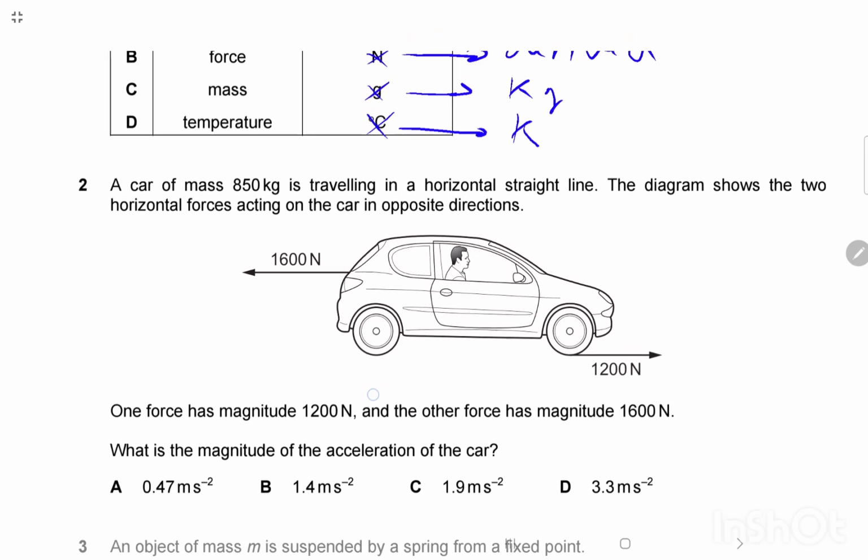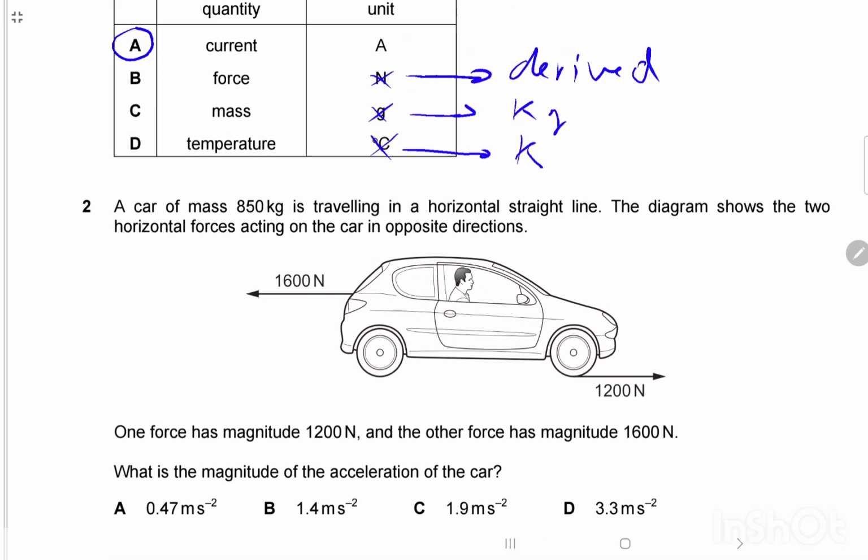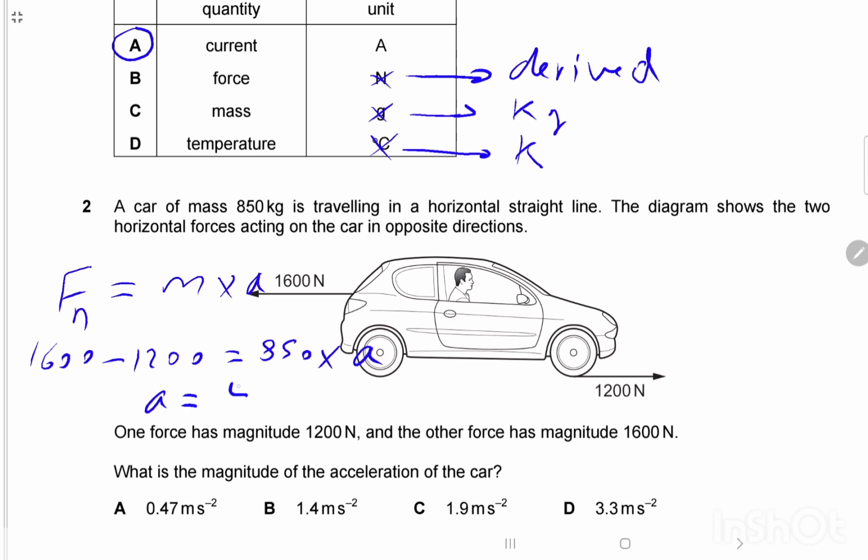So here you have to use Newton's second law of motion, which states that F net, or resultant force, is equal to mass times acceleration. Resultant force in this case is 1600 minus 1200, is equal to the mass, which is 850, times the acceleration, which is a. a will be in this case 400 divided by 850, and this is option A.